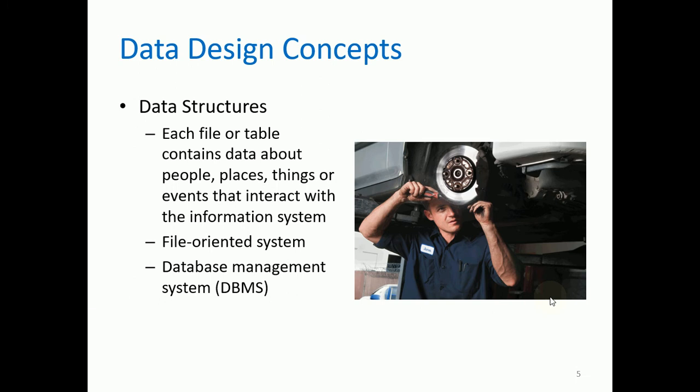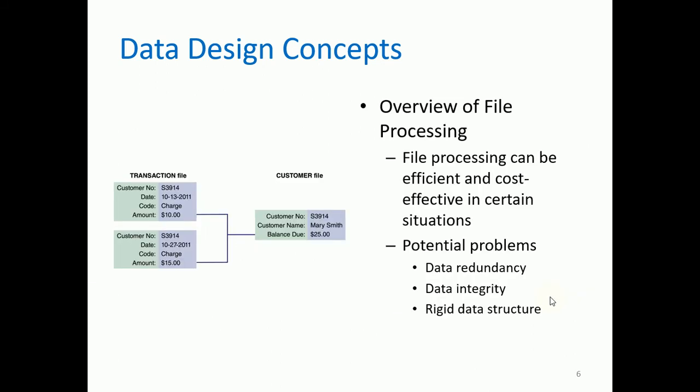For the data design concepts, we have the so-called data structures. Each file or table contains data about people, places, things, or events that interact with the information system. For data design, we have two types of data structures: the file-oriented system and the database management system, or the DBMS. So let's tackle file-based processing.